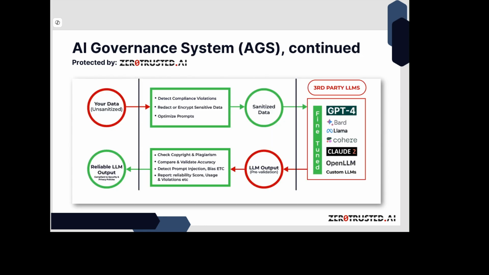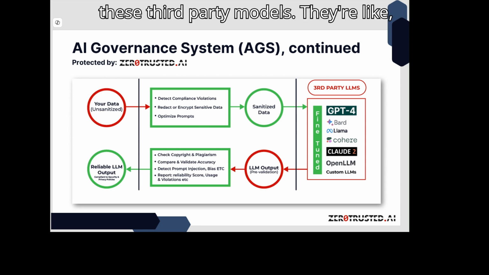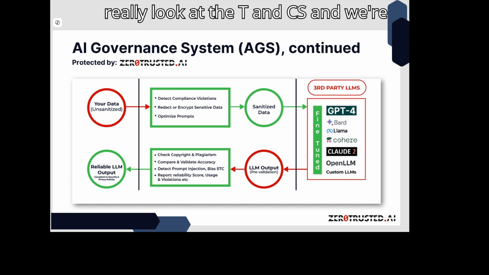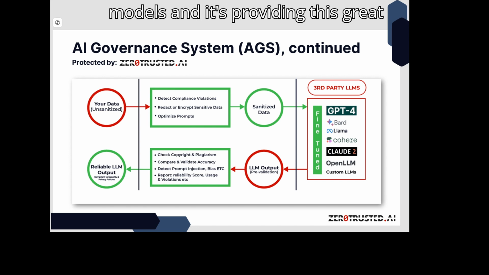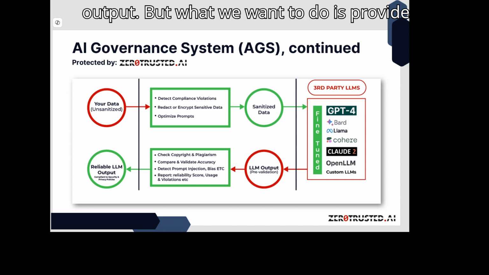This also is one of the areas where we see a lot of organizations just trusting these third-party models. They're like, well, they said it was secure and we signed it, I don't know that we really looked at the T&Cs, and we're uploading all our data into these models and it's providing us great output. They do provide great output. But what we want to do is provide that additional layer, right?